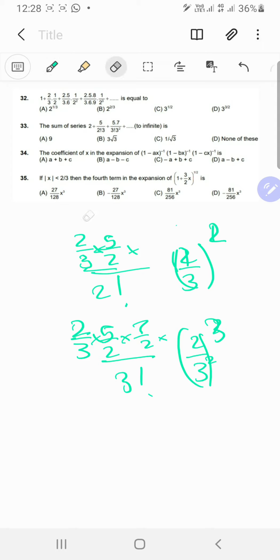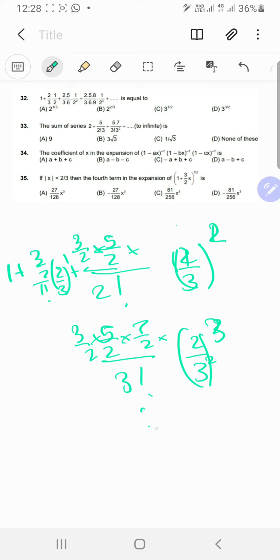Oops, it's supposed to be 3 by 2 over there, right? So yeah, 3 by 2 and then 3 by 2 over there. So 2 by 3 into 3 by 2, that's just 1, I think, upon 1 factorial. Oh, that makes sense. It's like 1 plus 3 by 2 upon 1 factorial into 2 by 3 raised to the first power plus all this stuff.